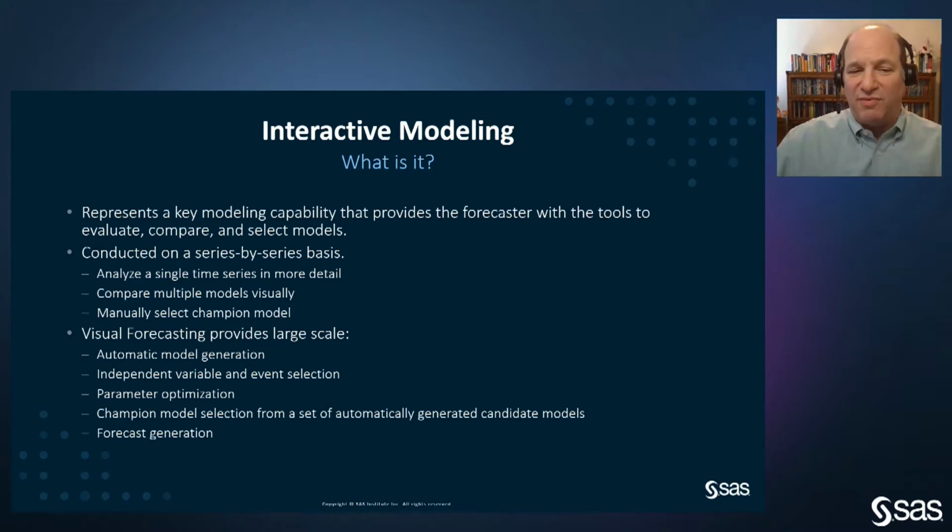Visual forecasting provides large-scale automation, and this includes automatic model generation, independent variable and event selection, parameter optimization, champion model selection from a set of automatically generated candidate models, as well as forecast generation. But even with all of that, sometimes we need to enhance the system-generated models by providing more personalized attention to specific time series.